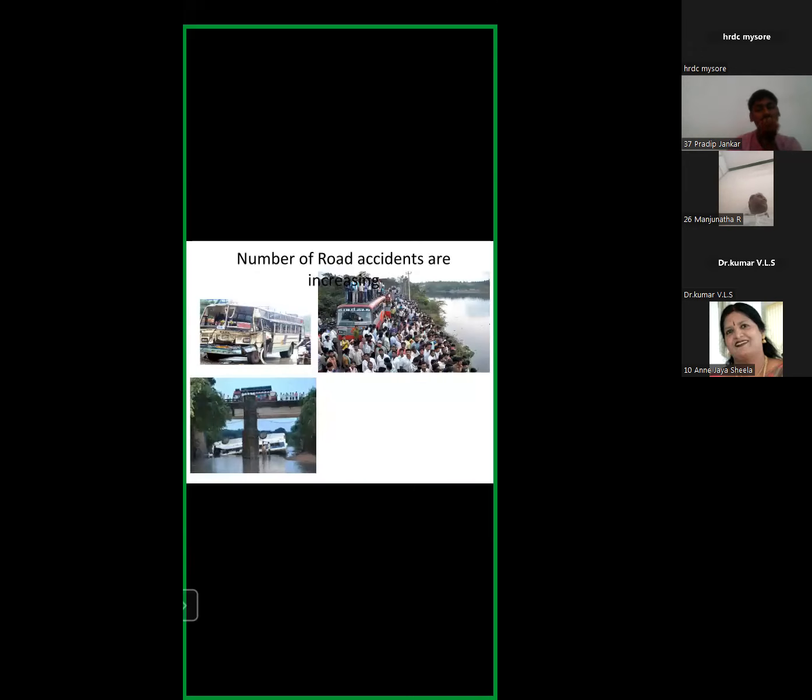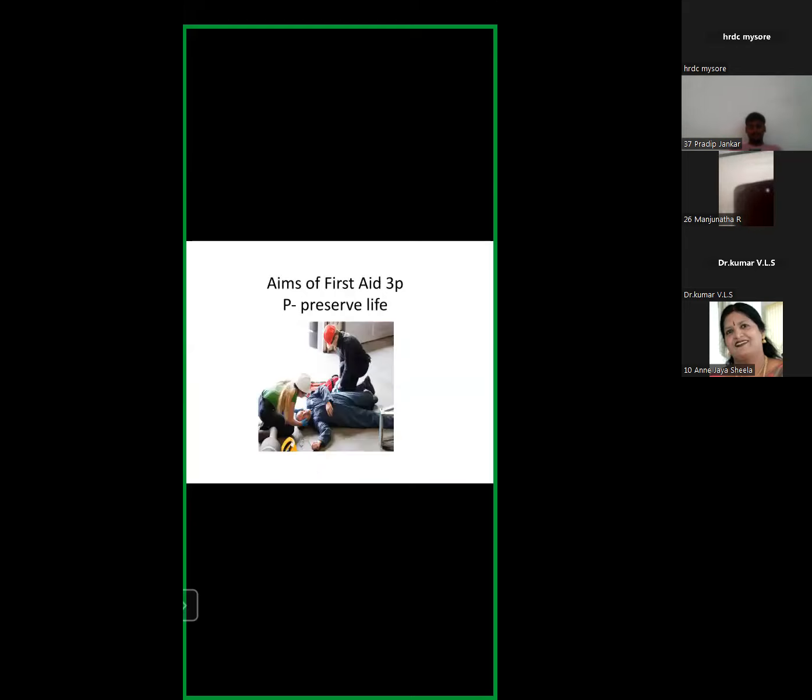Okay. In any mass casualty, the first aim is to preserve life. We call it the 3 Ps. The second aim is to prevent the situation from worsening. For example, if someone is injured and bleeding profusely, and we don't take any measures, that will aggravate the situation and make it worse. So that is preventing the situation from worsening, the second P.